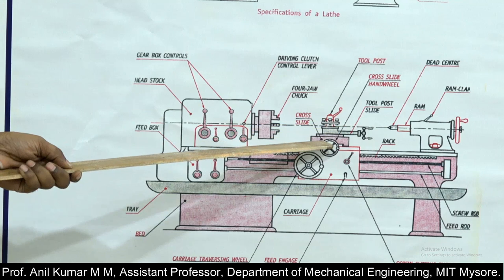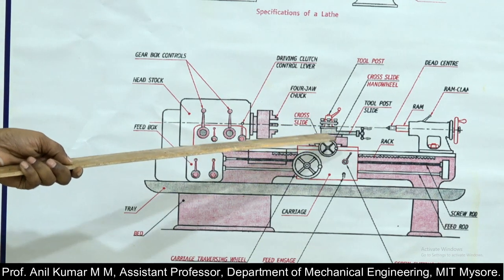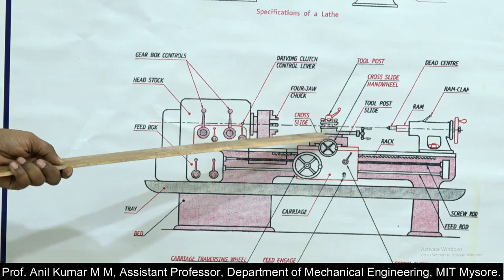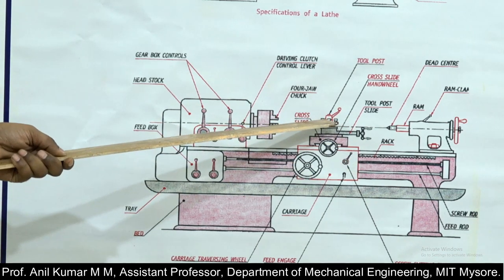The tool post is mounted over the compound rest, and it carries the cutting tool. The tool post will hold the cutting tool rigidly. That is the tool post.